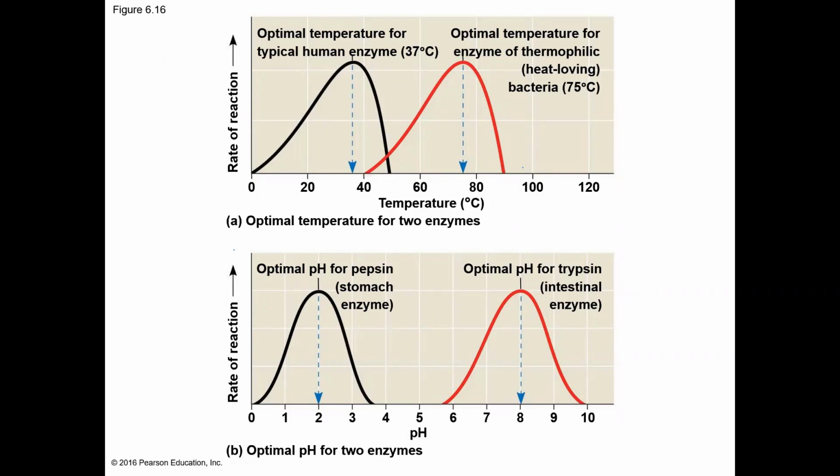Whereas the opposite, trypsin is an intestinal enzyme. Its optimal pH is around 8, so a weak base. And if, for example, too much acid spills into the intestines without any buffers, then it can cause the denaturation of trypsin. So we have an optimal pH range for our different digestive enzymes.